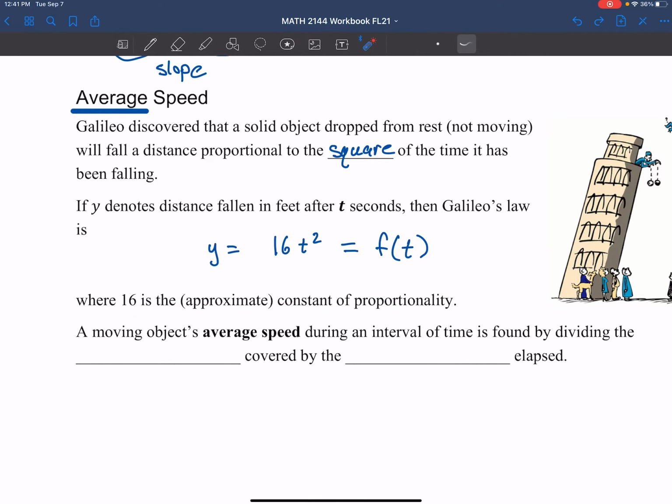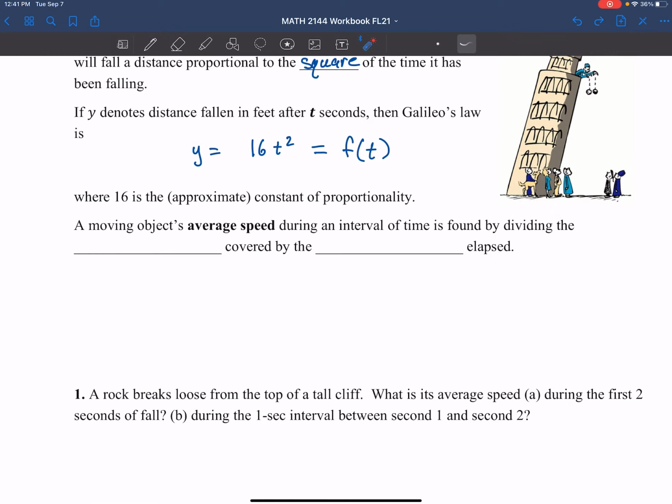All right, so the average speed or the average rate of change during an interval of time is found by dividing the distance covered by the time elapsed. So we're going to simply divide the distance, which again is coming from this function up here, by the time elapsed. So that is going to give us a formula for the average speed.